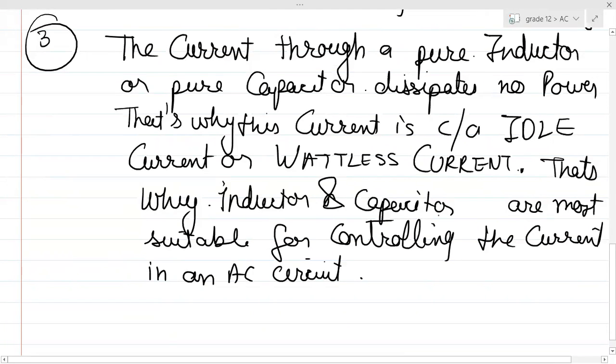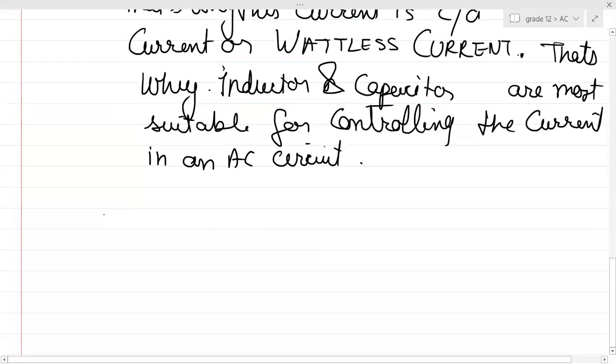Because the unnecessary addition of a resistor, what will it do? It will consume more power, right? Yes, sir. So that's why. Okay. So sir, what is this wattless current you're talking about?